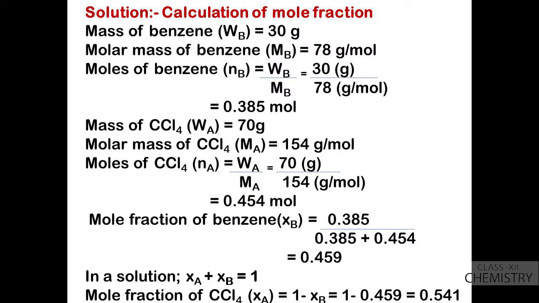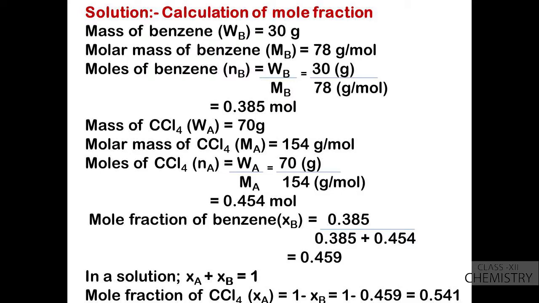Mass of the benzene: suppose in a solution the mass of the benzene is 30%, meaning 30 gram. Molar mass of benzene, that is Mb, is equal to 78 gram per mole. Then moles of benzene, that is Nb, is calculated by the formula Wb divided by Mb, given mass divided by molar mass, which is equal to 30 divided by 78. After solving this, we got the result 0.385 mole.